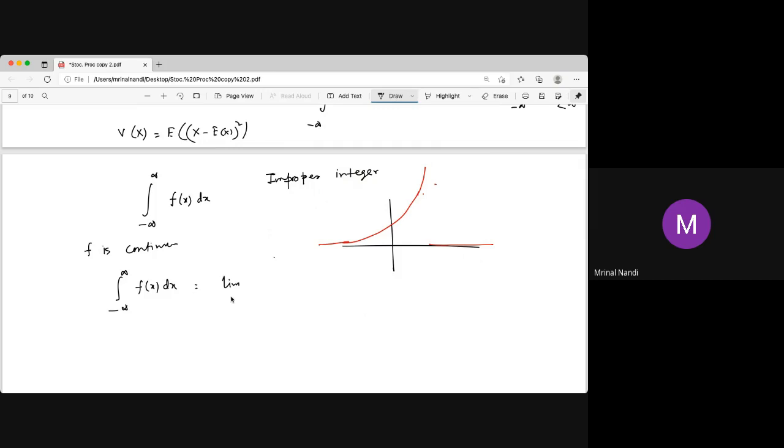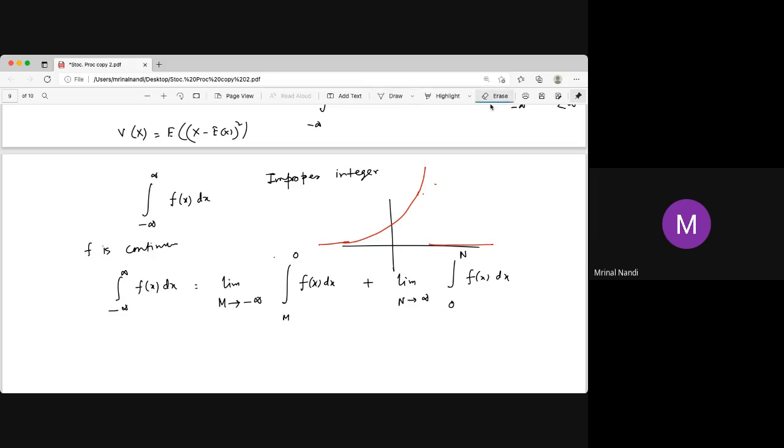This is the limit as m tends to minus infinity of the integral from m to 0 of f(x) dx, plus the limit as n tends to plus infinity of the integral from 0 to n of f(x) dx. You have to break it into two parts, minus infinity to 0 and 0 to infinity. If one of these limits does not exist, then we say the left hand side integration does not exist. The improper integral exists if both limits exist and are finite.